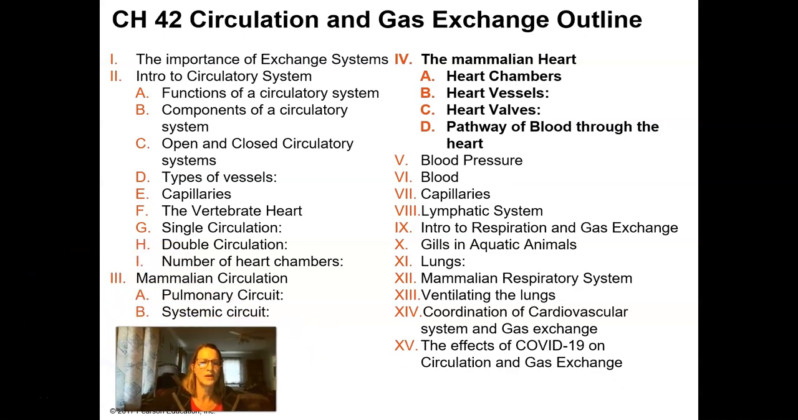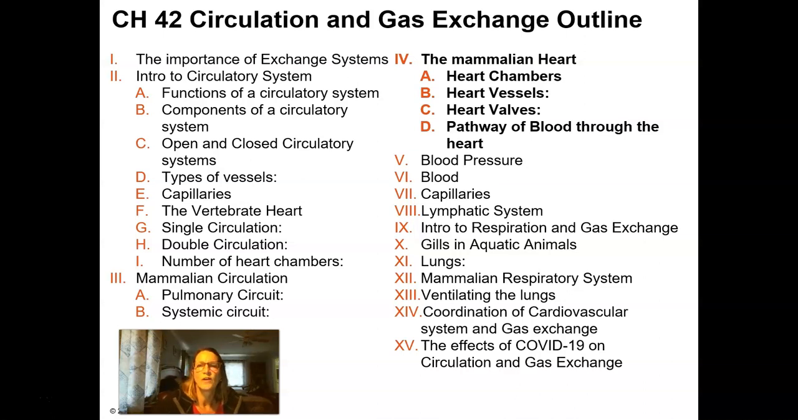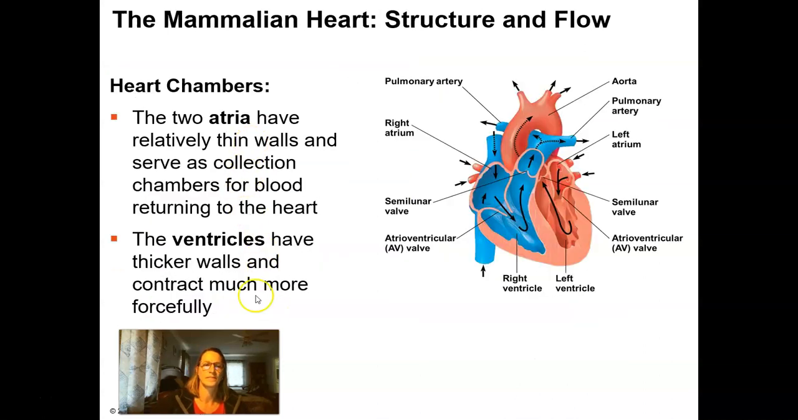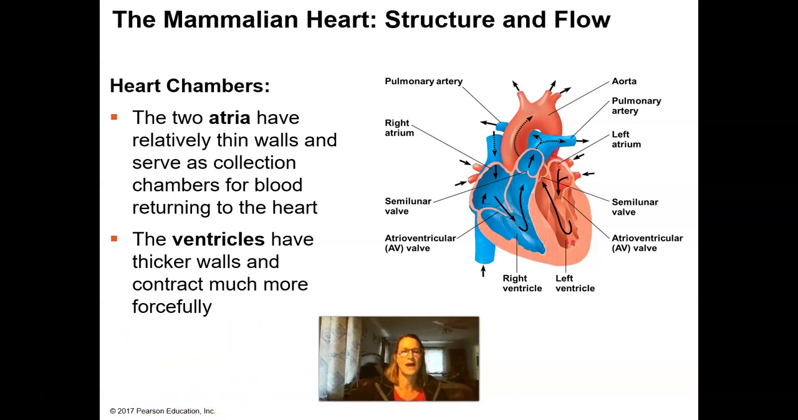Okay, so now that we've talked about mammalian circulation, we are going to talk about the mammalian heart. And just like we went through the pathway of the pulmonary and systemic circuit, we're also going to go through the pathway of blood through the heart, including some additional terms that you haven't seen yet. Some of these terms you have seen though.